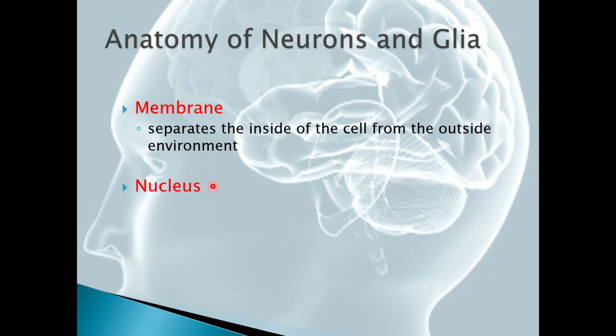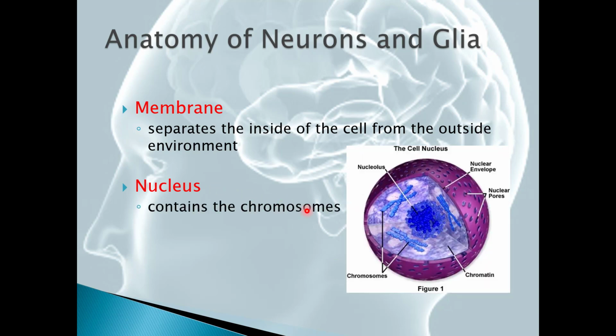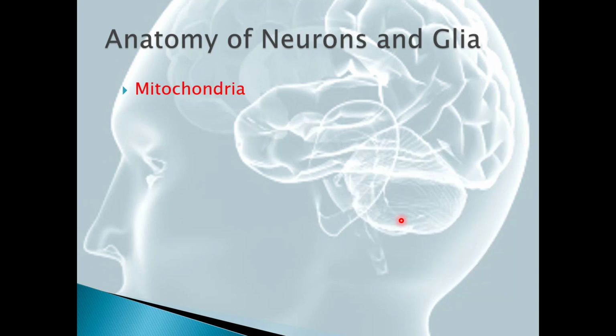Again, just like other cells, we have a nucleus. The nucleus contains those chromosomes, much like we were talking about in earlier videos. Those chromosomes are going to determine what type of neuron it is, how long the axon is, how many dendrites it has, what the location of that neuron is, and what neurotransmitters it produces. The mitochondria.